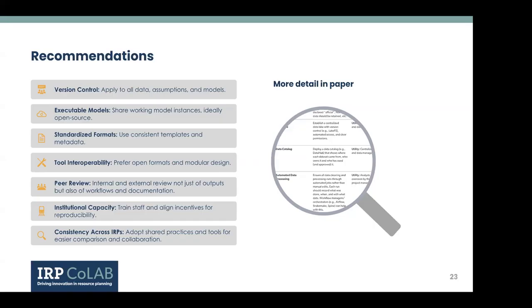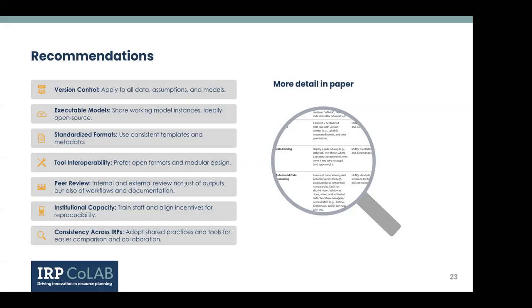All of the organizations that we talked about already apply it, for instance, to the IRP documentation. Applying it also to data and to models is a very quick win. And in the paper, you find some more detail about what steps you can take to broaden version control from documents to other parts of the analysis.